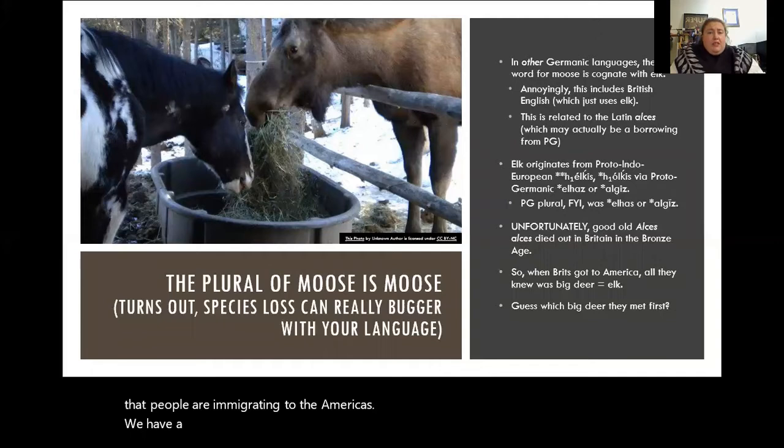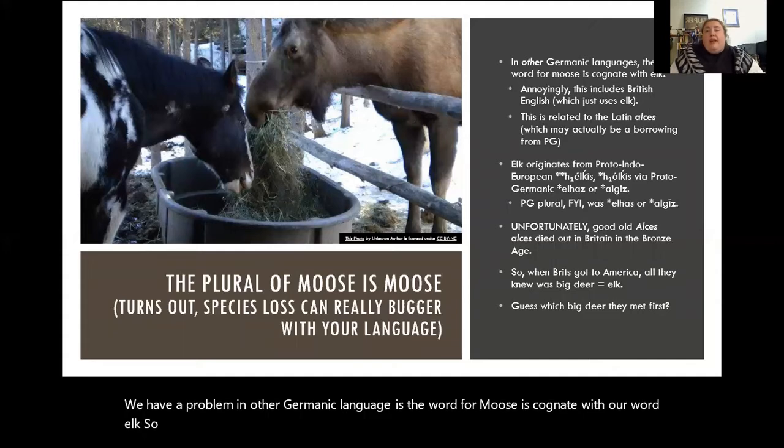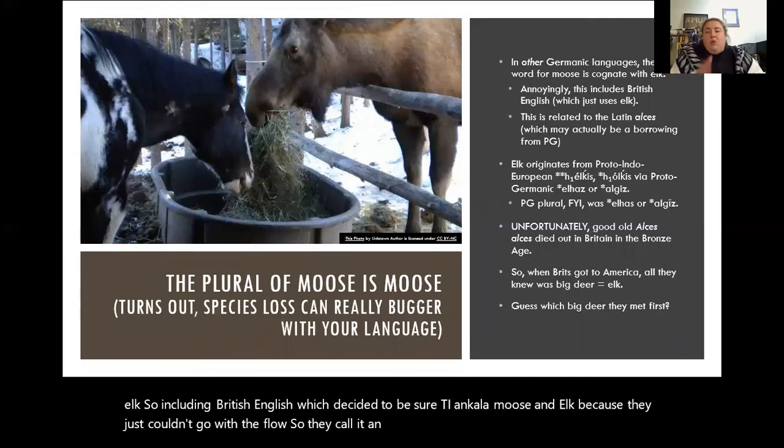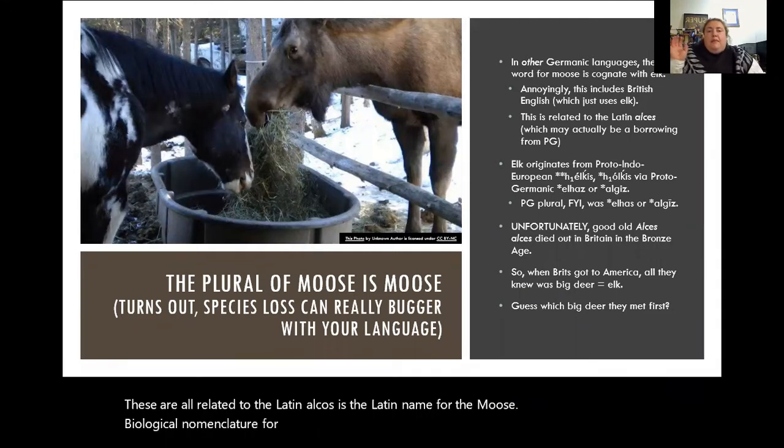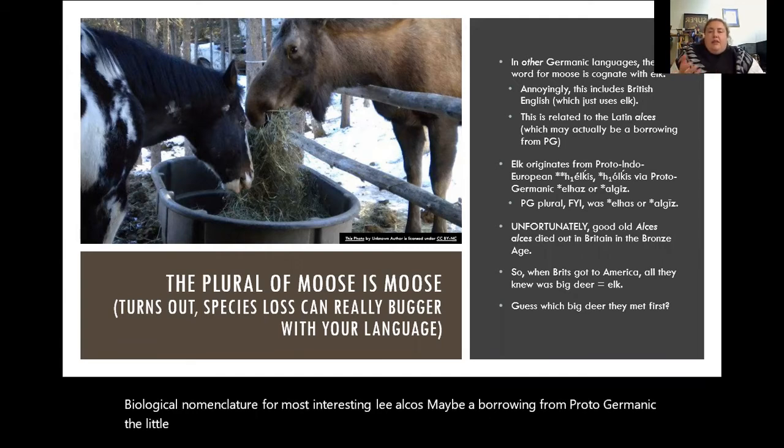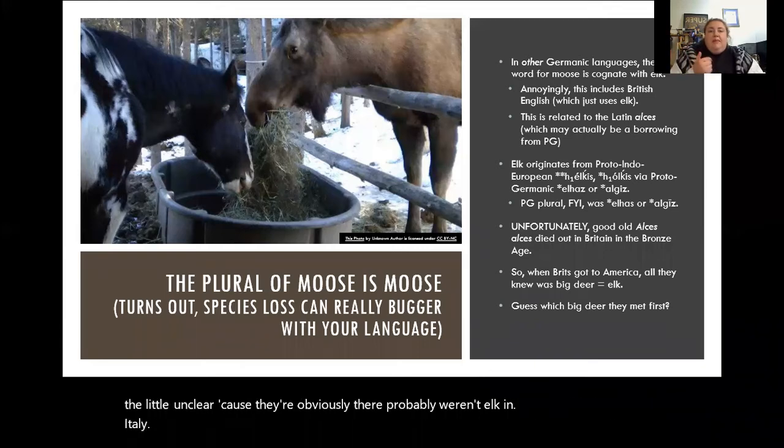In other Germanic languages, the word for moose is cognate with our word elk. So including British English, which decided to be shirty and call a moose an elk because they just couldn't go with the flow. So they call it an elk, we call it a moose. It's a whole isogloss. These are all related to the Latin alces. Alces alces is the Latin name for the moose, or the biological nomenclature for a moose. And interestingly, alces may be a borrowing from Proto-Germanic. It's a little unclear because there probably weren't elk in Italy. Anyway, that's something to think about in the future.